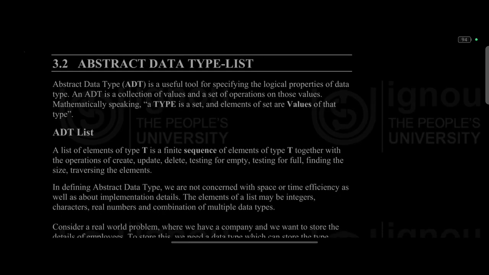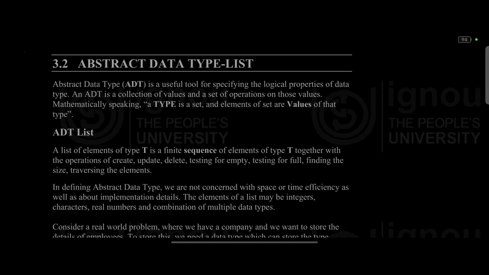Now comes abstract data type list. Abstract data type, ADT, is a useful tool for specifying the logical properties of data type. An ADT is a collection of values and a set of operations on those values. Mathematically speaking, a type is a set and elements of set are values of that type.